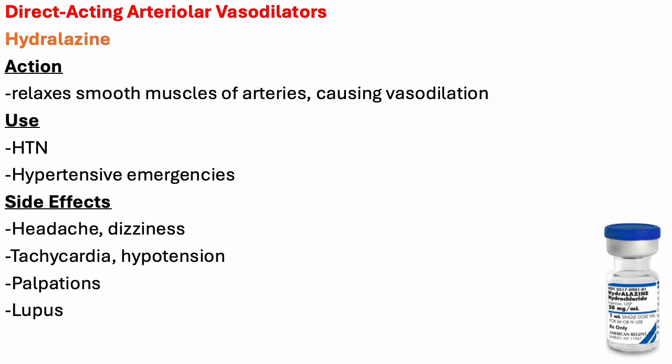Lastly, we have the direct acting arterial vasodilators, and the drug is hydralazine. The action of hydralazine is to relax smooth muscles of the blood vessels, mainly in arteries, causing vasodilation. The use of this drug is going to be for hypertension or hypertensive emergencies. Side effects are going to be headache, dizziness, tachycardia, hypotension, and you could usually give a beta blocker for the tachycardic effects, palpitations, and lupus.